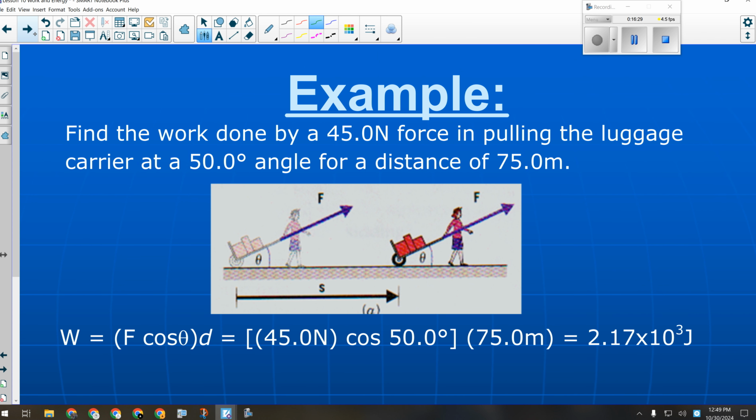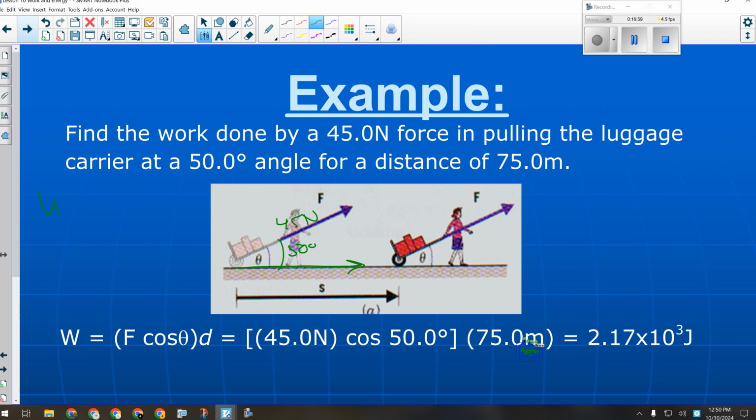All right, so this would be a situation where we would use the cos of theta thing, just so you see it done. Okay, so there's 45 newtons worth of force, and it's a 50-degree angle. This is the only part of the force that's actually doing any work. The luggage carrier isn't moving vertically.